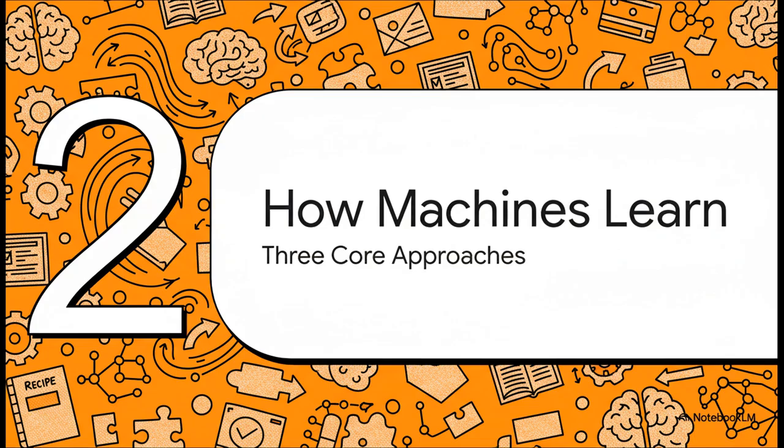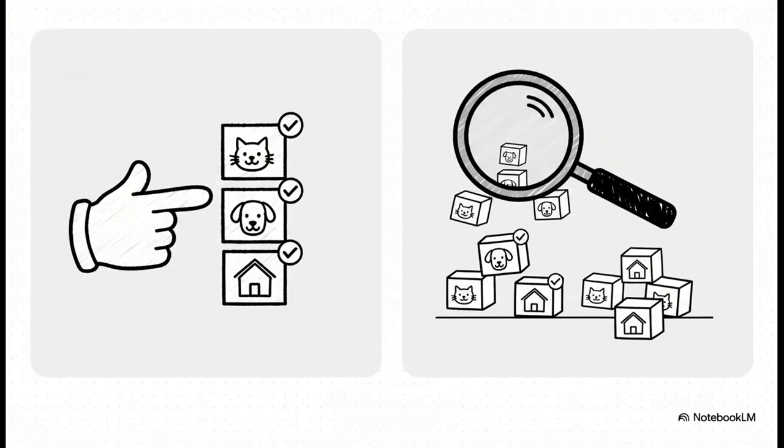Okay, so we get what these models are now, but how do they actually learn? Turns out there are basically three main recipes, or approaches, that machines use to chew through data. Let's break them down. So the first two are called supervised and unsupervised learning. With supervised learning, think of yourself as a teacher. You give the model a bunch of data that's already labeled. A million pictures of cats, all neatly labeled cat. That's how it learns to spot a new cat.